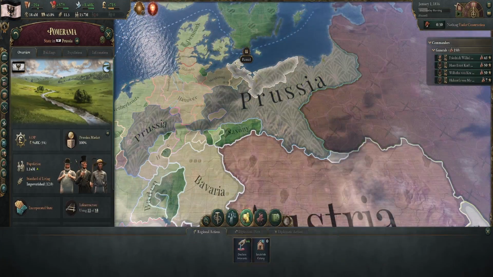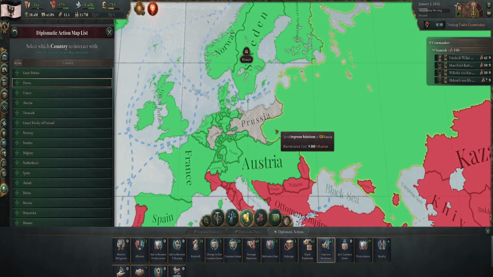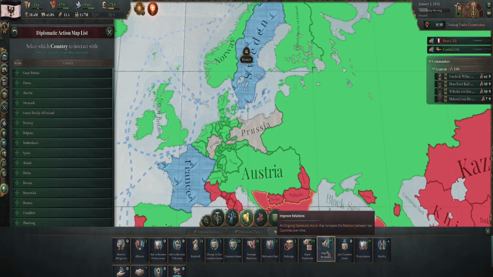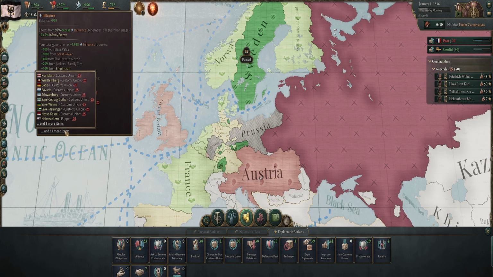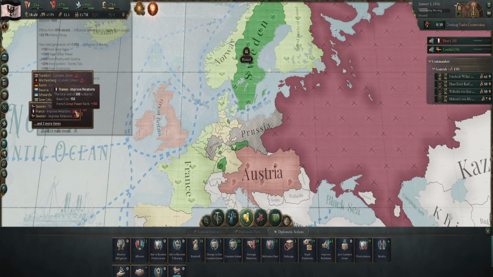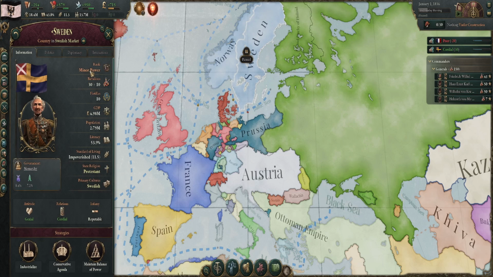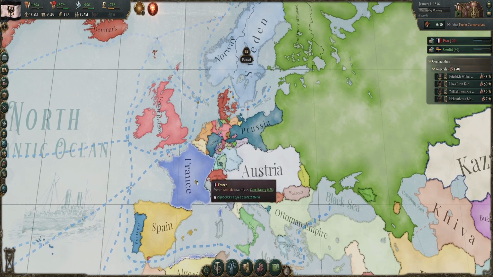Now, let us suppose that we have, sorry, an improve relations action, for example, with someone, and we say, let's improve relations here with France and potentially with Sweden, right? Now it goes down to 950. Why is that? Because we improved relations with France and Sweden. That cost me 300 with France because they're a great power, and 150 with Sweden because they're a lesser power. Compared to France, they're a great power, so that's why France costs more than Sweden.